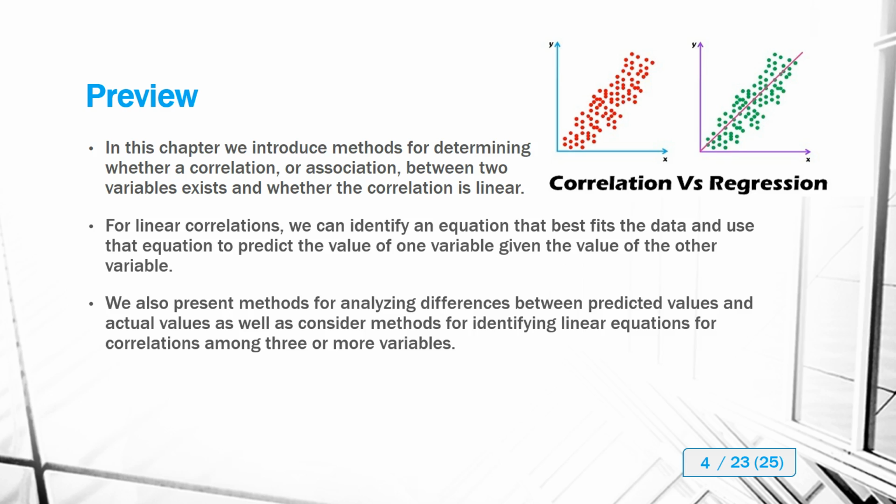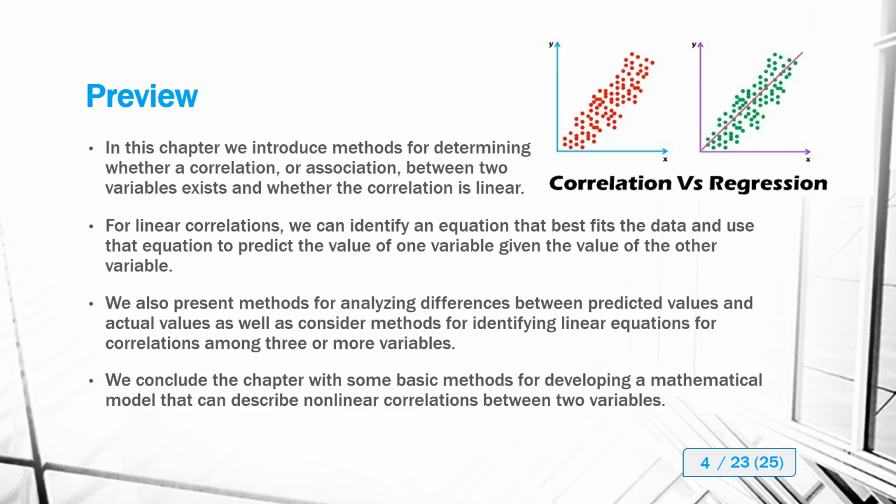We're also going to look at some methods for analyzing differences between predicted values and actual values and consider methods for identifying linear equations for correlations among three or more variables. Because let's face it, sometimes you're looking at two variables, but the real relationship you're looking for involves three variables or four variables or five variables. The real world isn't always neat and clean.